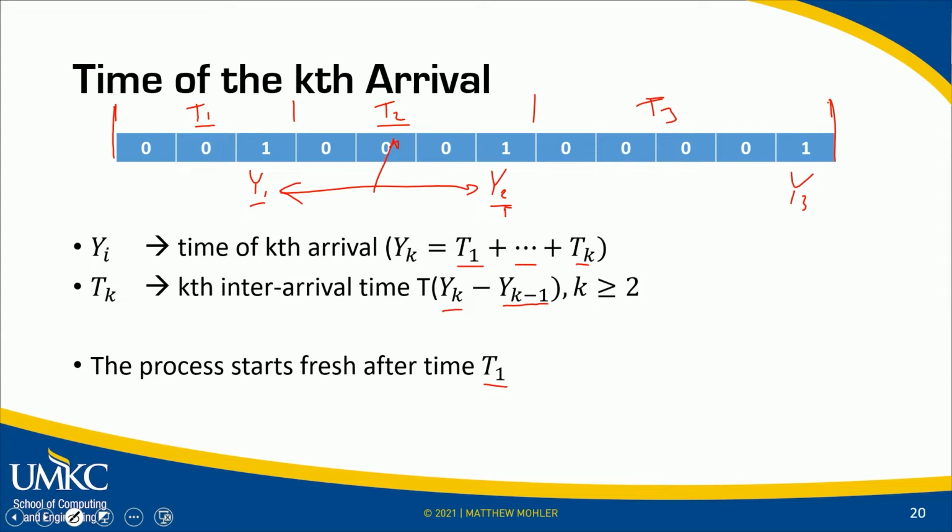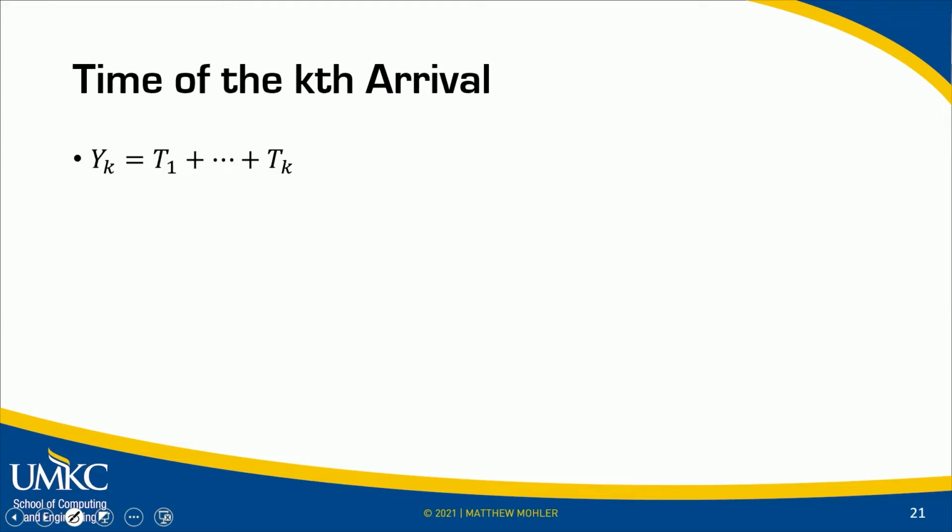Now, to extend this further, let's look at the time of the kth arrival and use some of this information to help influence a generalized equation for the time of the kth arrival. So pulling from our previous slide, we said that y sub k is just equal to t sub 1 added together with all of the other t sub i's up to t sub k.